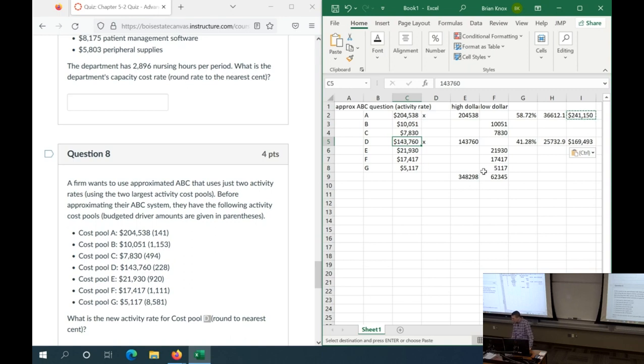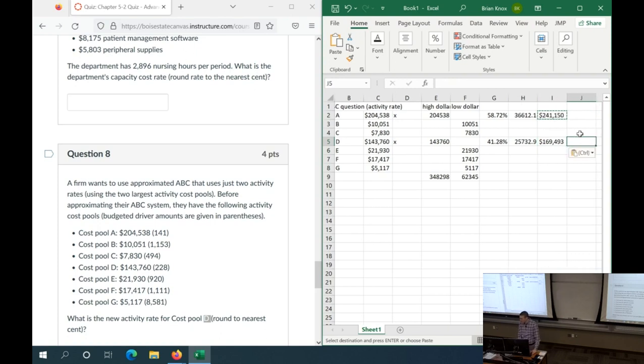And then we've added on, cost pool D also is going to consume, we're going to glob onto it 41% of the low dollar cost pools because we don't want to track those drivers. That's too costly to track. We're not getting enough informational value from those drivers to justify spending the money to track them. So we're just going to push 41% of the 62,000 low dollar cost pool dollars into cost pool D, so we can just track two drivers for these two cost pools. All right, anyway, so that results in $169,493 in cost pool D now.